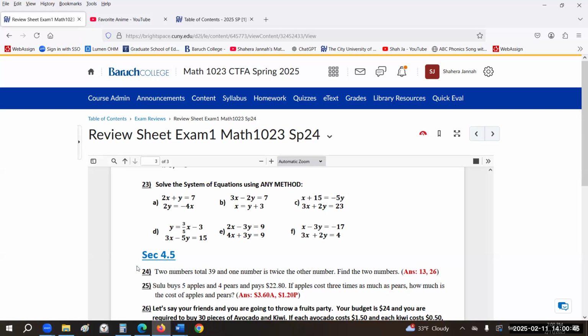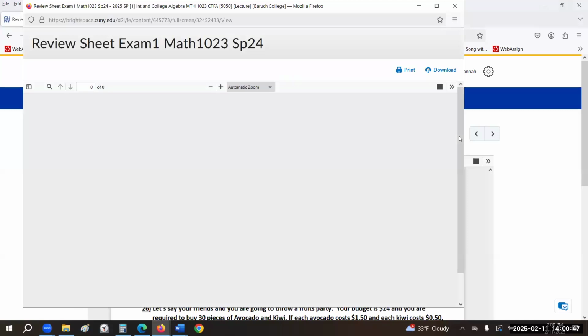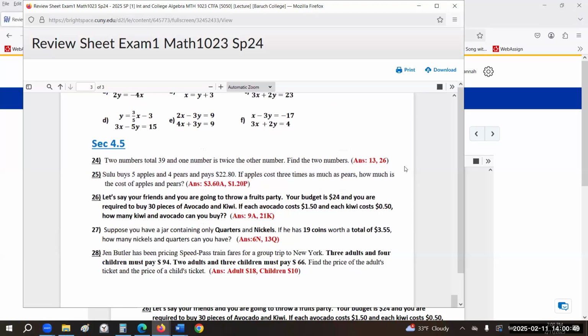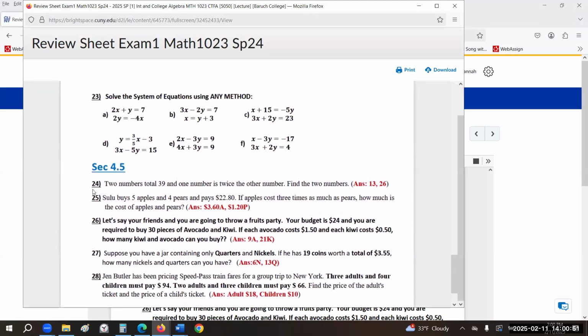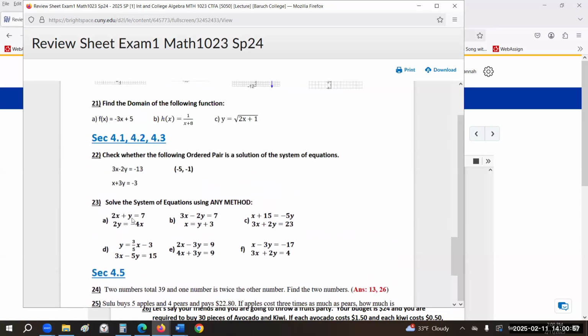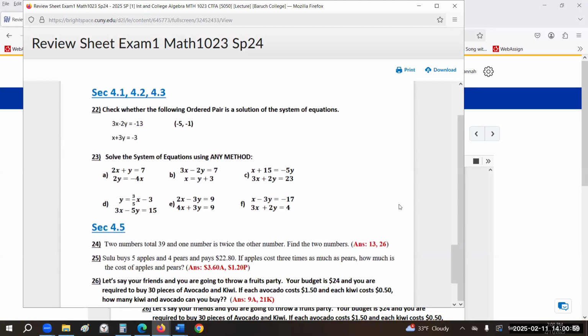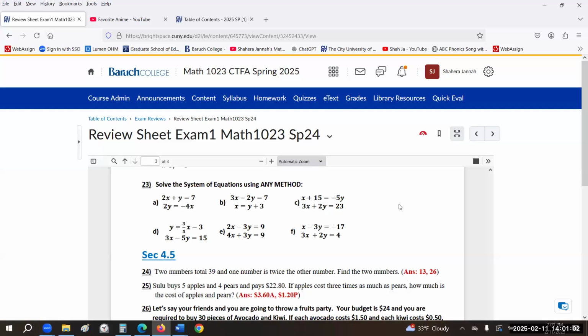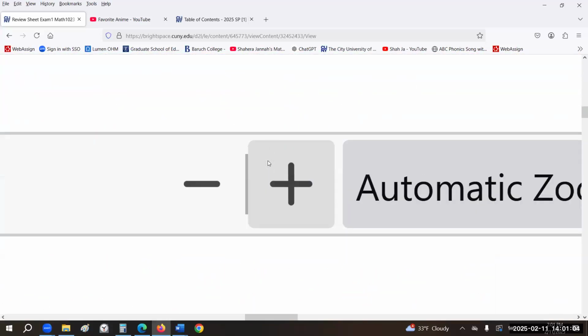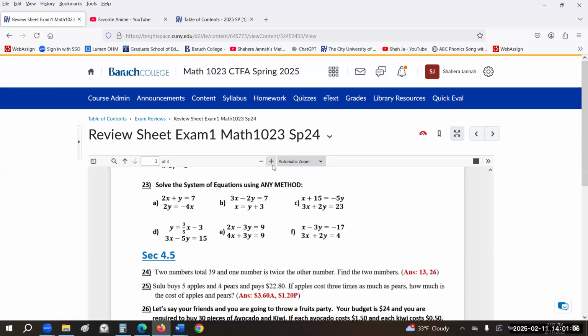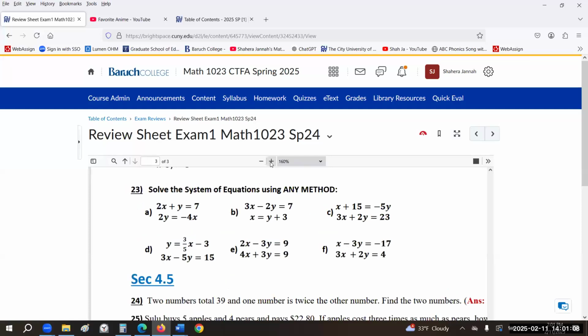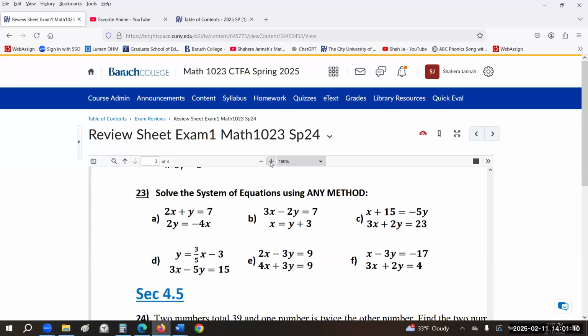Oh, let me make it bigger. It doesn't get bigger. For some reason, I can't make it bigger. Maybe I can make it bigger here. Give me one second. Ah, I made it too big. Can you see? Yeah.